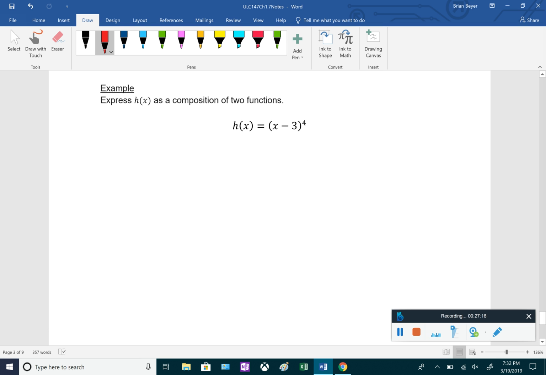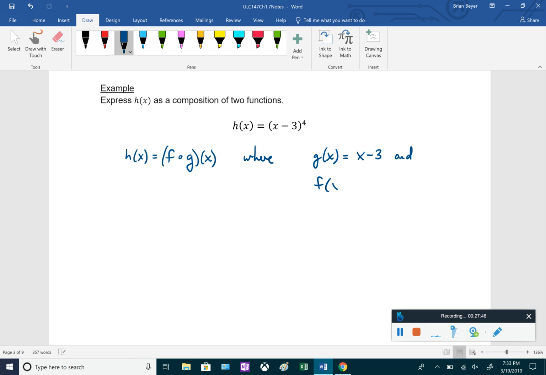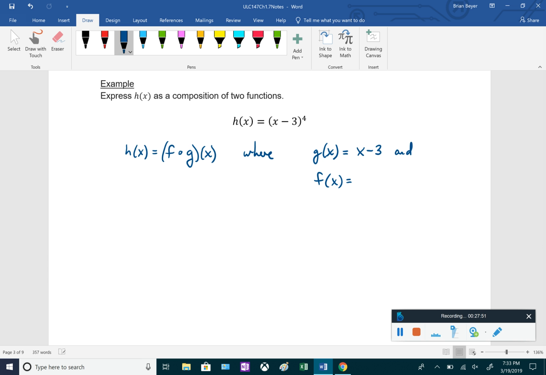So let's do one more, except let's only do this the easy way, so it seems a lot more simple. Let's express h of x as a composition of two functions once again. We want it to be a composition of two functions, so f of g of x. We want f of x to be something and g of x to be something. So let's let g of x be the inner function, which is x minus 3. And that means f of x is the outer function, which is something to the 4th power. So it's just going to be x to the 4th power.